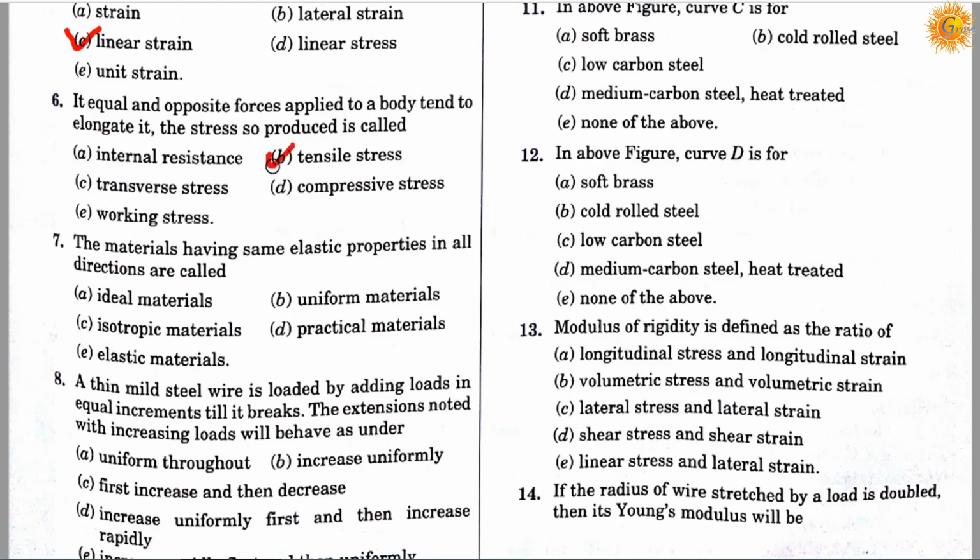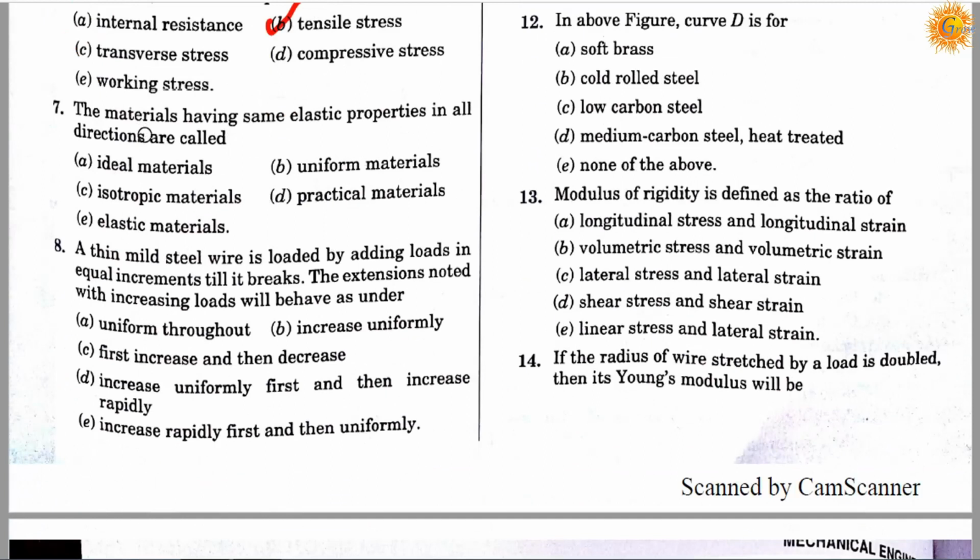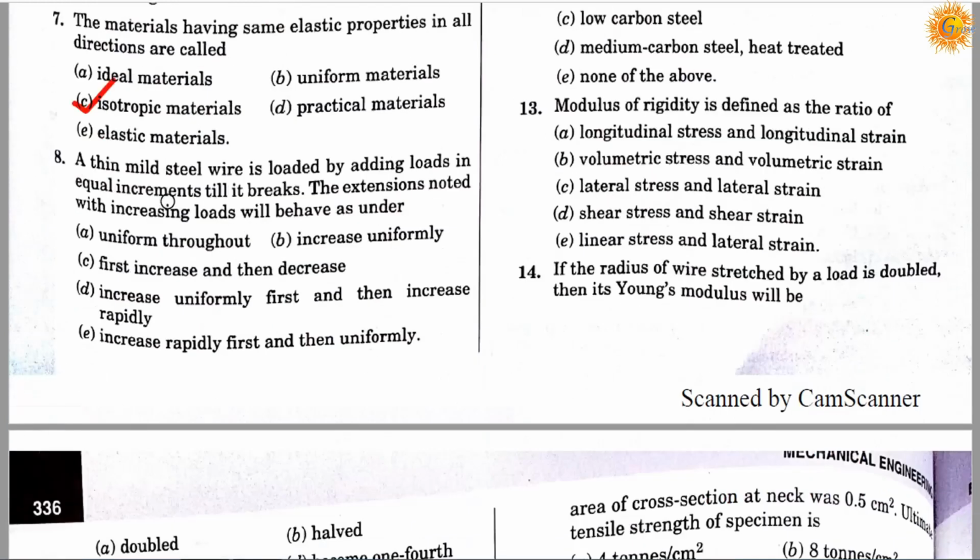Correct answer is B. It will be tensile stress. Question number 7. The materials having same elastic properties in all directions are called: option A, ideal materials; option B, uniform materials; option C, isotropic materials; option D, practical materials; and option E, elastic materials. Correct answer is C. It will be isotropic materials.